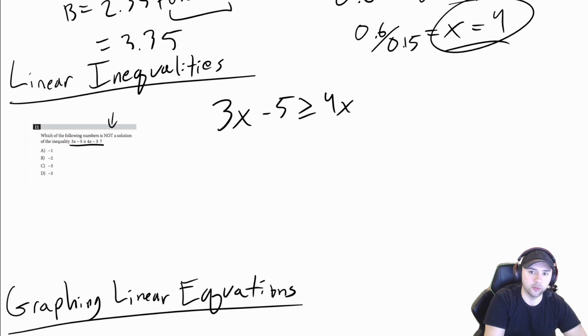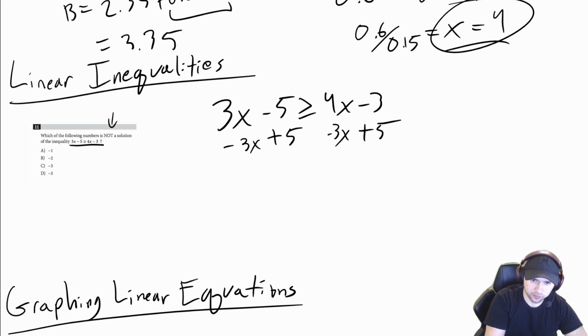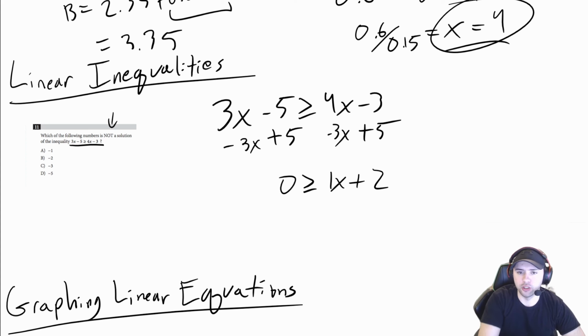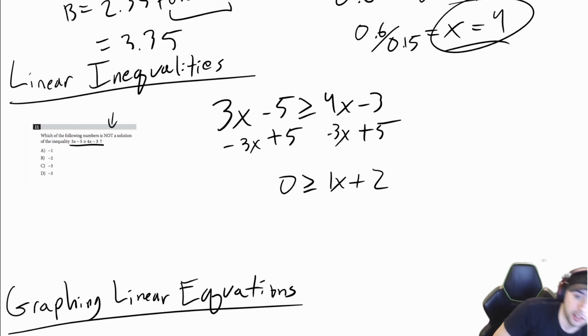than or equal to 4x minus 3, and we're going to solve it for what x has to be greater than or equal to. What I mean by that is we're going to add 5 to both sides, and we're going to subtract 3x from both sides. So we get 0 is greater than or equal to 1x plus 2. Now, basically what we just did is we just did algebra on an inequality, which is totally fine.